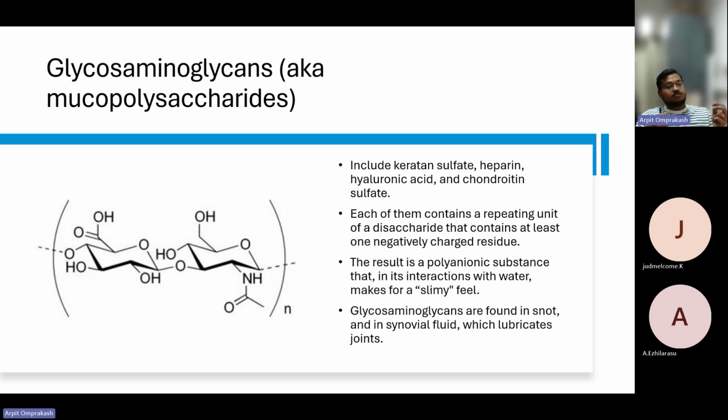The negatively charged part interacts more with water to give it a slimy feel. So these molecules are generally found in places such as mucus, snot from your nose, and so on, and in synovial fluid, which is present in joints to lubricate the joints. Some of these things, such as chondroitin sulfate and so on, I think are given as medicine for people suffering from arthritis or other kinds of joint diseases. Right.